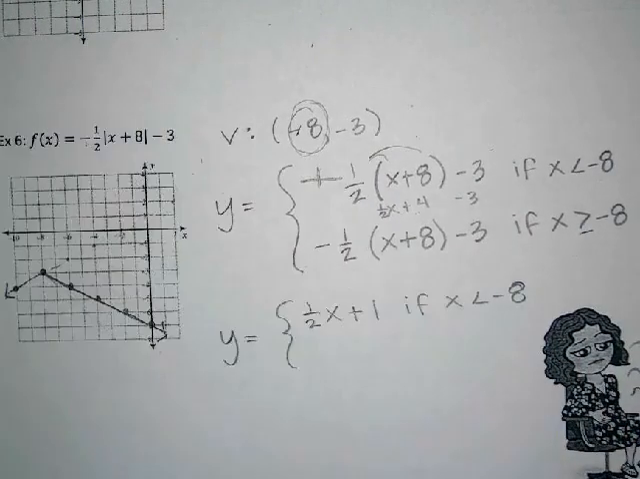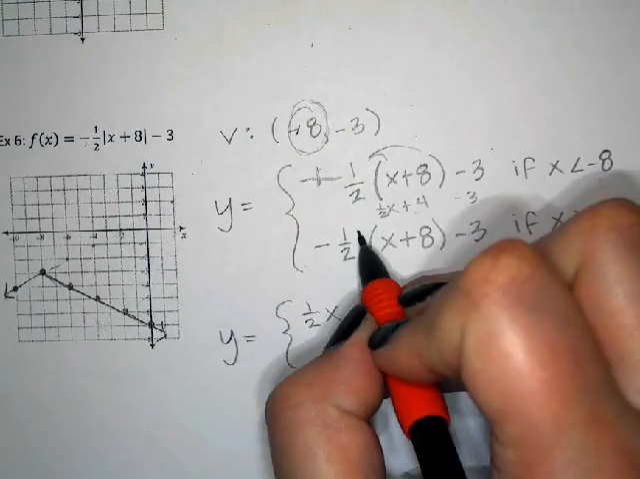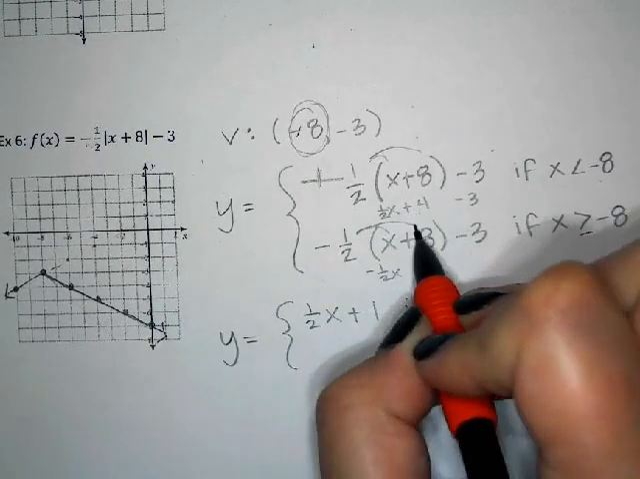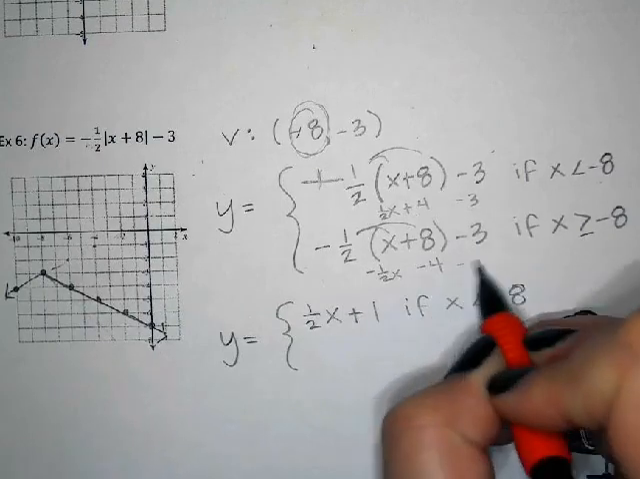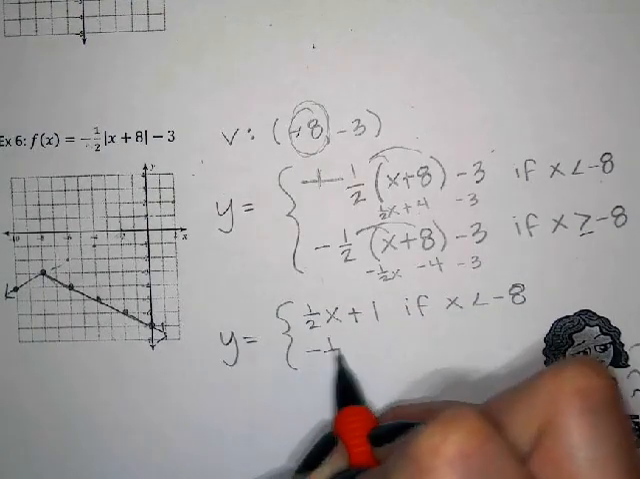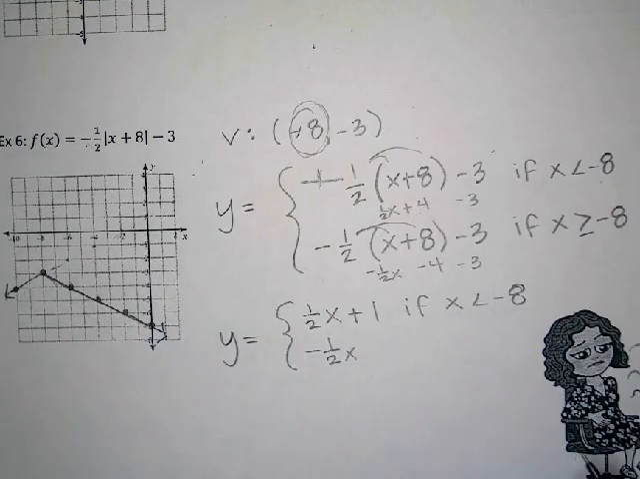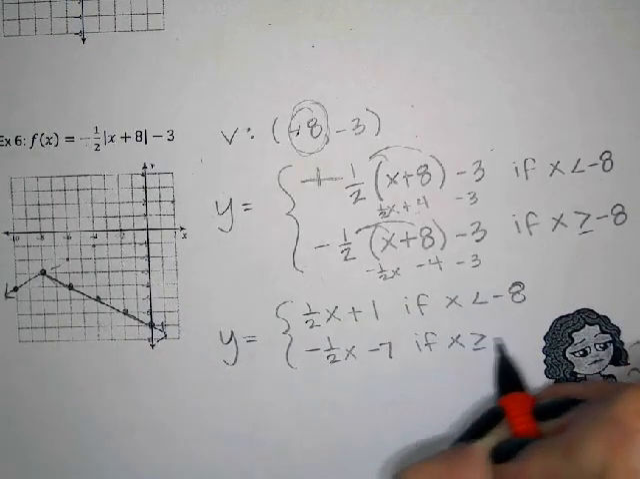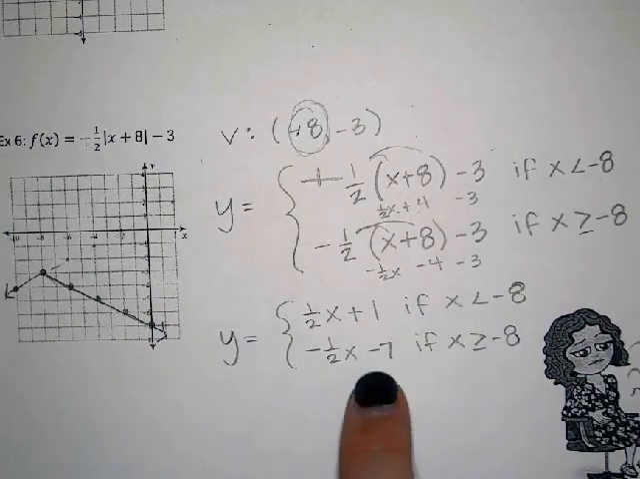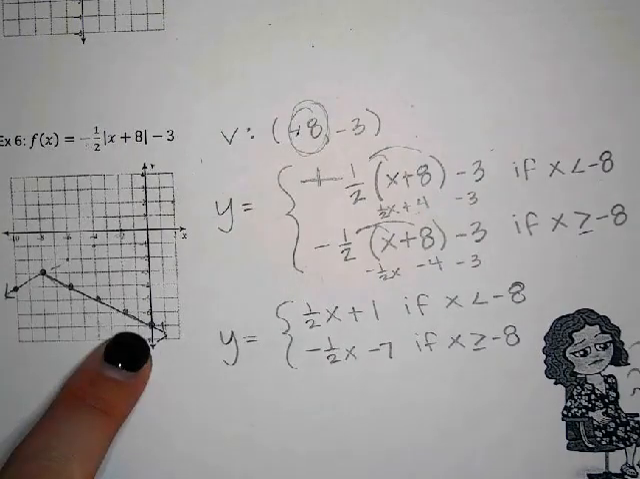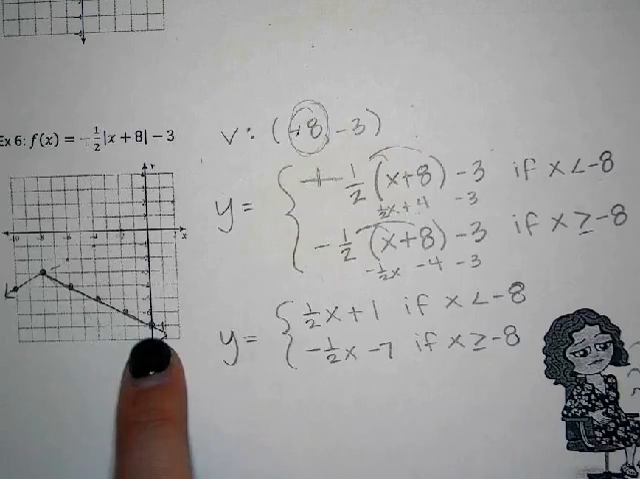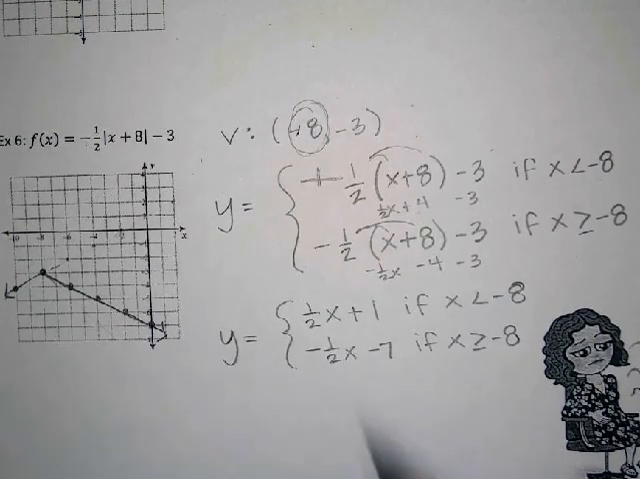Okay, good. All right, and then for the other one, we're going to do negative 1/2 multiplied by x to get a negative 1/2 x. Negative 1/2 multiplied by 8 to get a negative 4. So we've got negative 1/2 x, and then minus 7. If we're looking to the right of the vertex, does this fit the right side? Y-intercept of negative 7, slope of negative 1/2. Yeah, it fits. Okay, so this is our final answer.